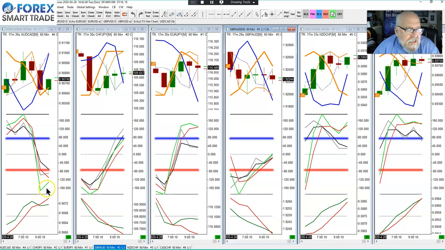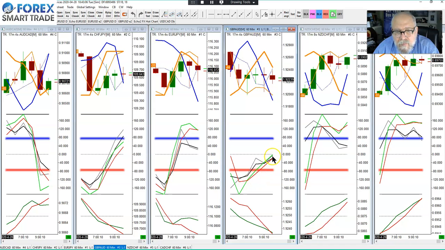Oversold, but not pointing up, in the middle of the channel. Swiss franc yen, euro yen, not pointing down. Overbought, but not quite pointing down. Pound AUD, it's in the middle of the channel and about halfway.